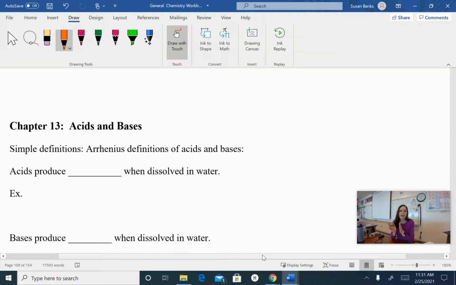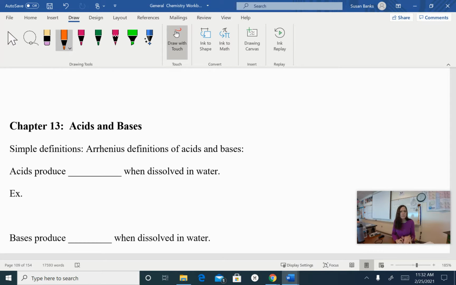All right, Gen Chem, we are going to learn about acids and bases today. You've probably already heard of acids and bases a little bit, but we're going to get into the definitions of them. Today we're also going to learn some of the properties of acids and bases, and we are also going to learn how to name them.